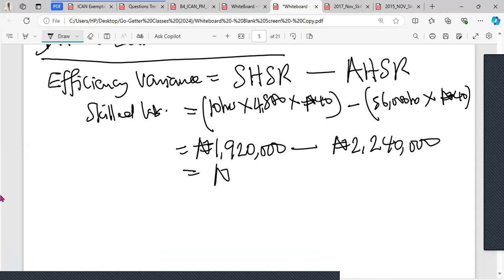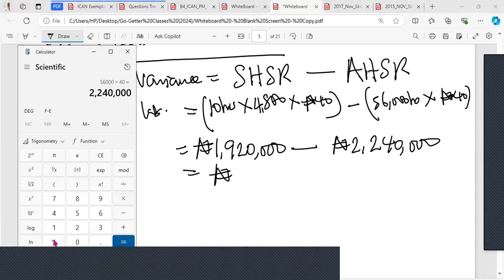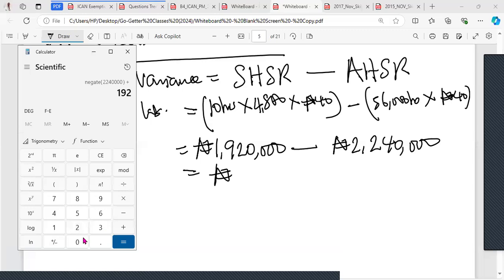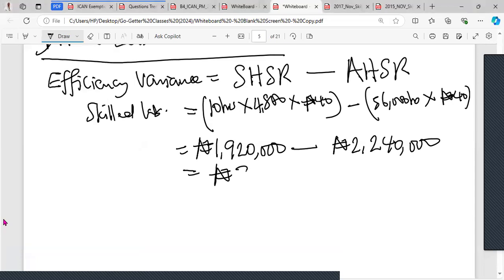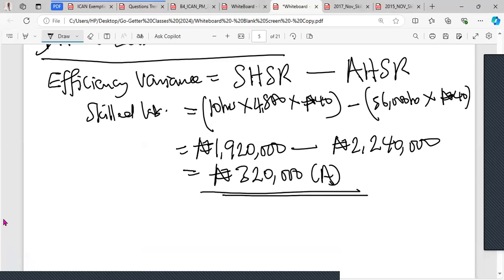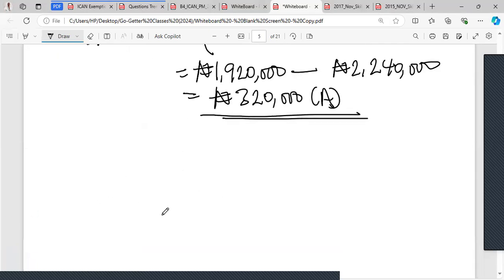So what's the variance? This 2,240,000 is going to be minus 1,920,000. That gives us 320,000 adverse. Okay, then we go to unskilled labor.